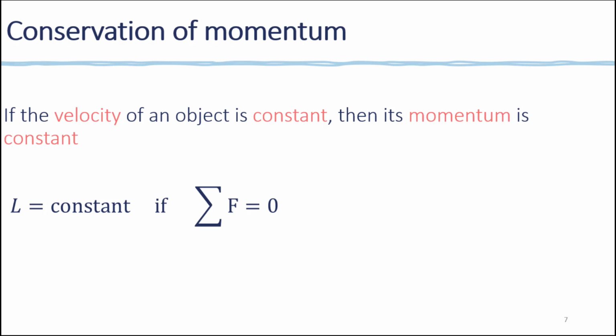In sports and in human movements in general, most objects that we deal with have a constant mass. So if the velocity of an object is constant, then its momentum is constant as well because mass doesn't change. This means that momentum is constant if the net external force is also zero. So that's what we're showing here. Momentum, L, is constant if the sum of the forces is equal to zero.